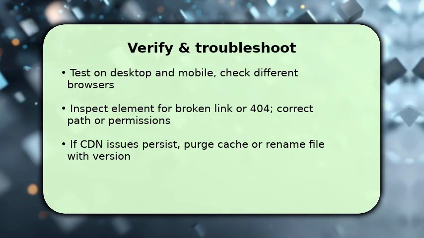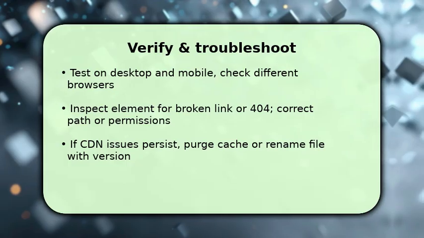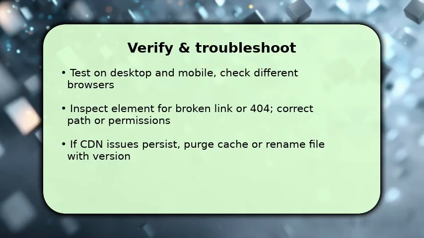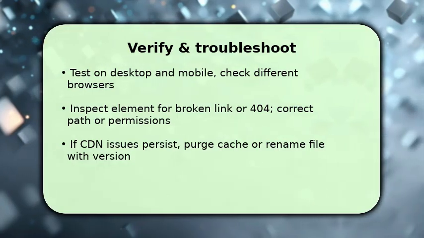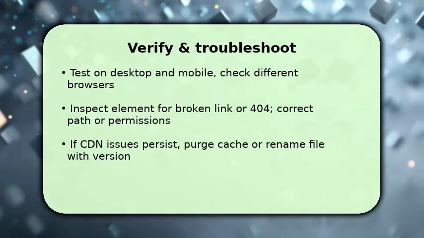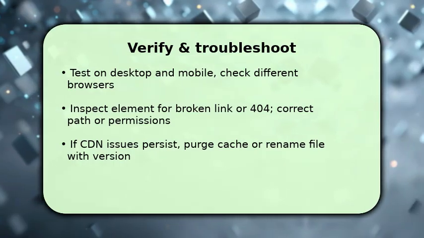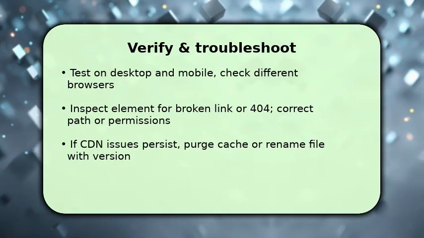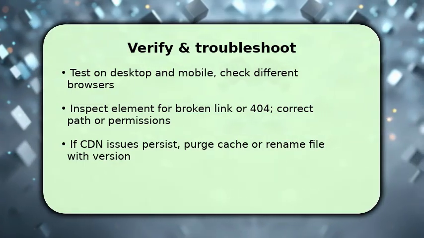If you see an error, correct the path or fix file permissions. Once done, confirm alt text and accessibility attributes are present. If changes don't appear due to caching, purge CDN or rename the file and update the reference. One tip: if permissions or 404 persist, re-upload and check ownership before retrying.